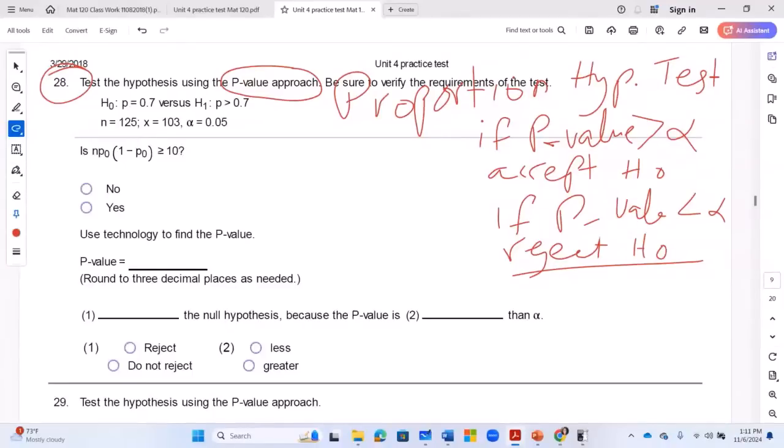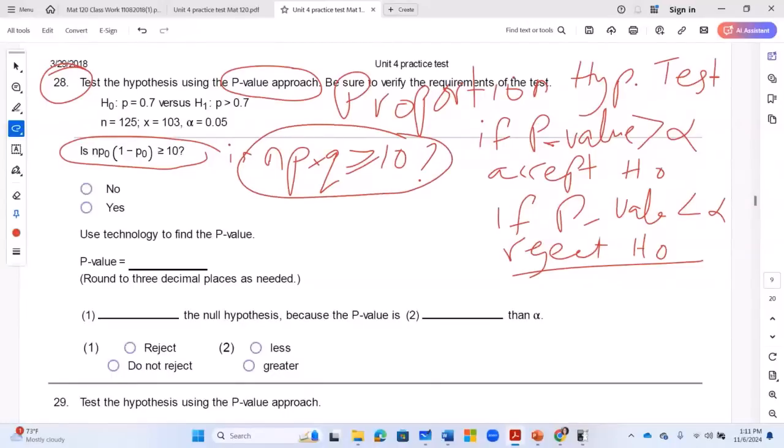The first thing we want to do, anytime I'm given a proportion hypothesis test, is test the condition. What is the condition? NPQ, sample size multiplied by probability of success multiplied by probability of failure. Is it greater than or equal to 10? Another way of saying it is, is the variance greater than 10. I'll find out by using my calculator. So what is N in this question? N in this question is 125.